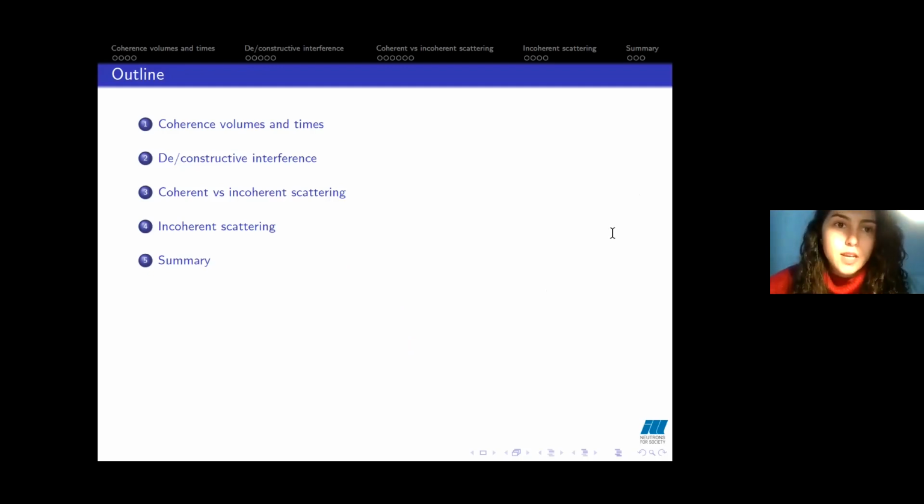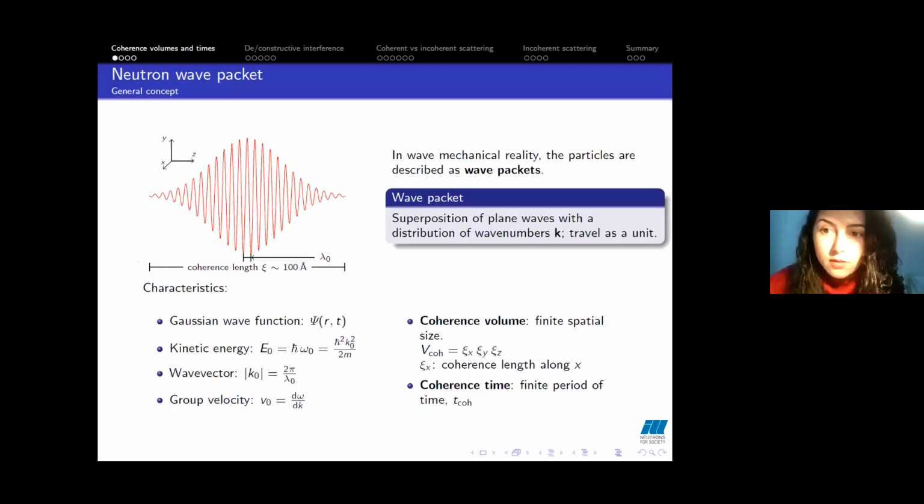So if I'm not wrong, up until now, whenever we would explain a scattering event, we would always refer to the neutrons as plane waves or spherical waves. However, in a more general way, neutrons, in our case, but particles in general, can be described as a superposition of waves that travel as a unit with coherence.